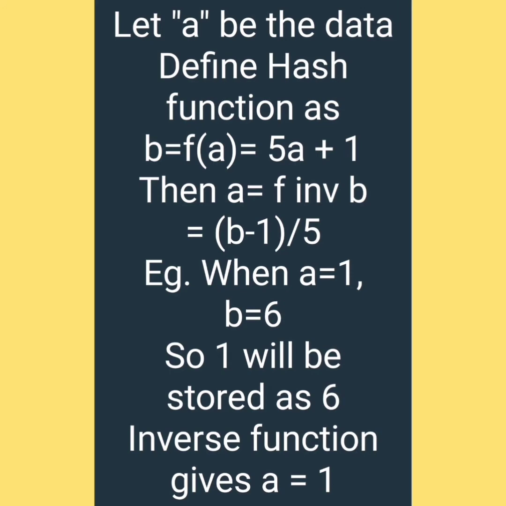Example: when A is equal to 1, B becomes 6. That means under the hash function, the value A equal to 1 is mapped as 6. So 1 will be stored as 6. And to get the original value of A as 1, when you apply the inverse function, that is (B minus 1) divided by 5, you get A is equal to 1.